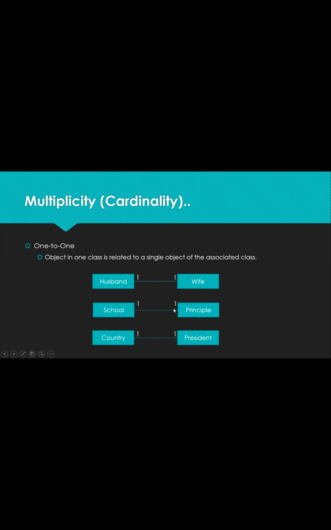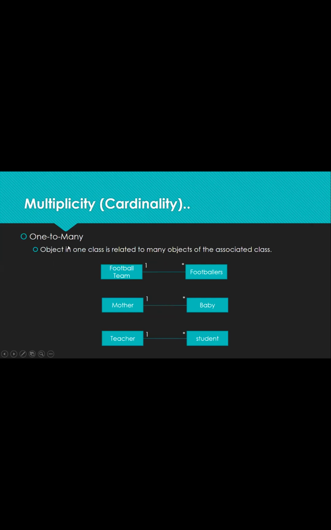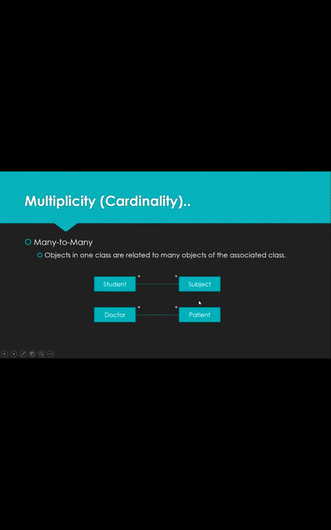But one to many multiplicity, object in one class is related to many objects of the associated class. So from one team there could be many footballers. To one mother there could be many babies. Teacher can have many students. Likewise, one to many.